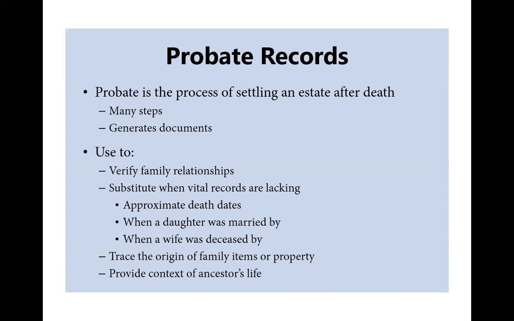If she appears in a will with a married name, then we know she got married prior to the date of the will. If a wife does not appear in a will, then we mostly can safely assume that she has predeceased her husband. Some less obvious uses for probate records include tracing the origin of a piece of property or a family heirloom, and also to provide context for your ancestor's life when you review the inventory.